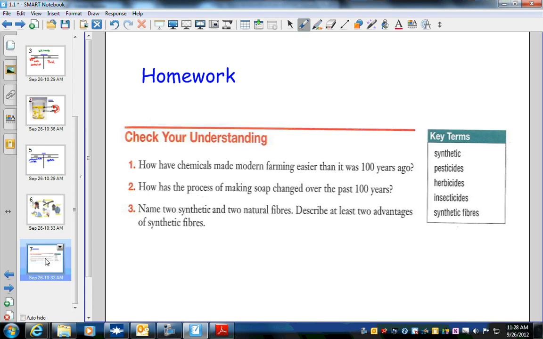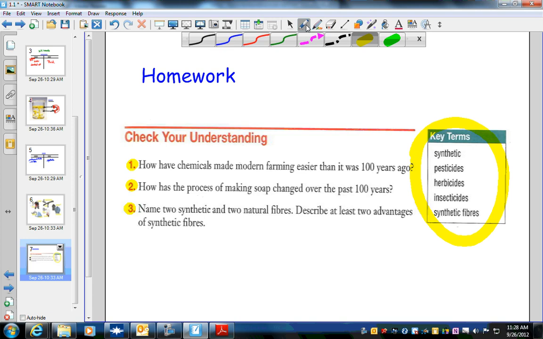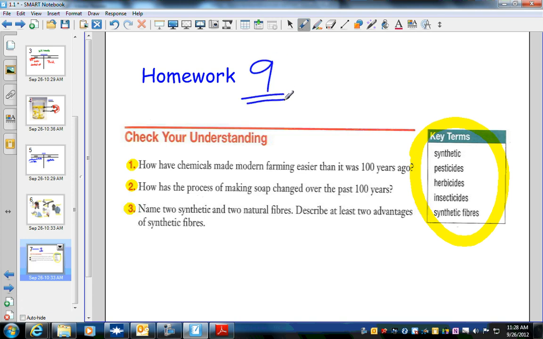What I would like you to do is to complete all 3 questions and define the key terms. This can be found on page 9 in your textbooks.